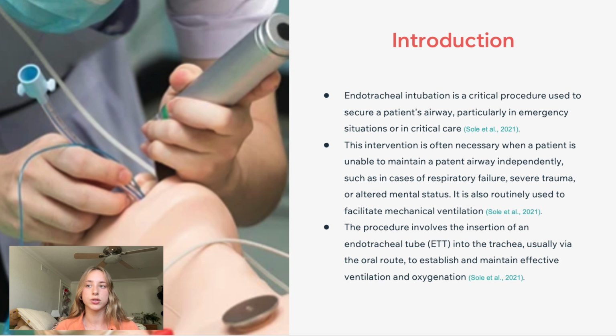So endotracheal tube intubation is a critical procedure used to secure a patient's airway, particularly in emergency situations or critical care. This intervention is often necessary when a patient is unable to maintain a patent airway independently. So this can be seen in cases like respiratory failure, severe trauma, or altered mental status. It is also routinely used to facilitate mechanical ventilation. The procedure involves insertion of an endotracheal tube, ETT, into the trachea, usually via the oral route to establish and maintain effective ventilation and oxygenation.